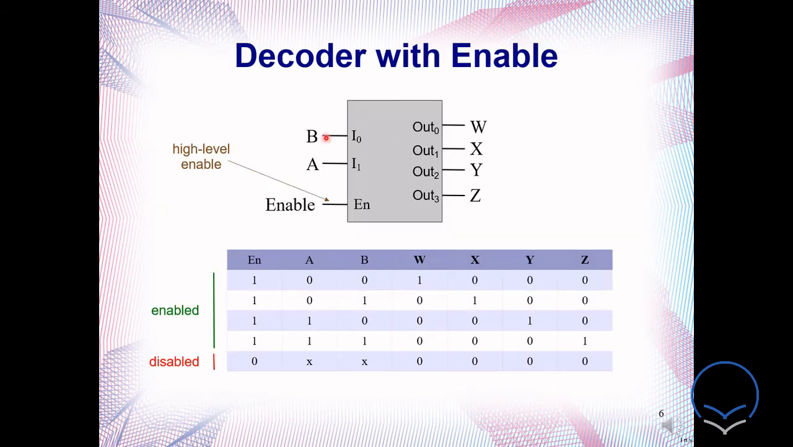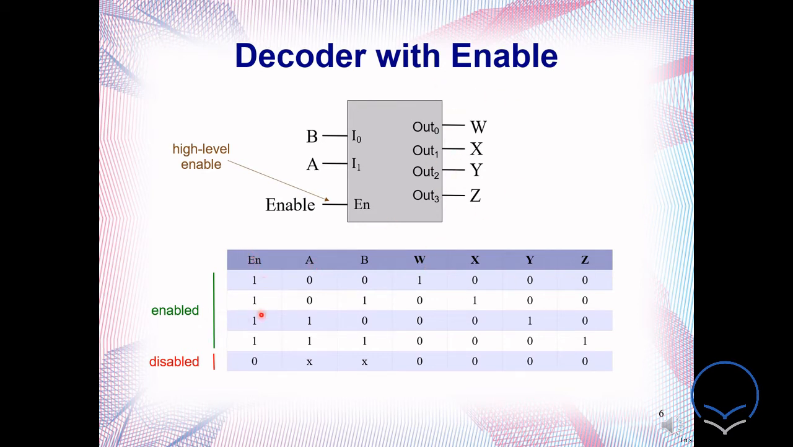So this is a decoder with enable. Okay. So now you have an extra enable pin. What does it mean? It means when your enable is activated, then your decoder will function. Otherwise, it will not function, right? So that's why we have the enable pin here along with your two inputs A and B, and you have the four outputs as discussed earlier.